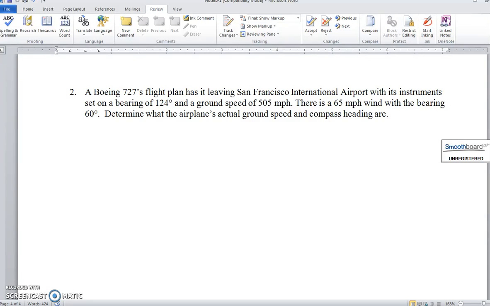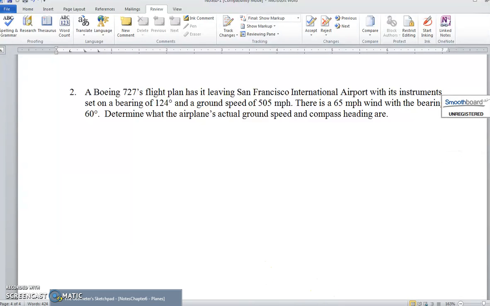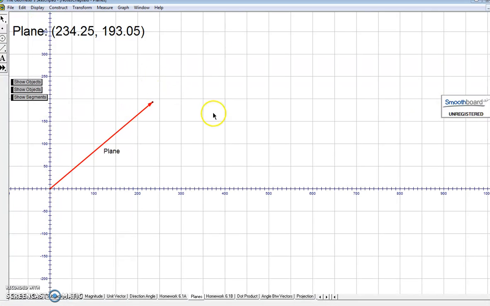Our last example in 6.1 is definitely the most complicated. Here we're going to have another plane flying on a certain bearing, but now we're going to have wind affecting us a little bit. And to model for you what this might look like, let me show you something in Sketchpad here.